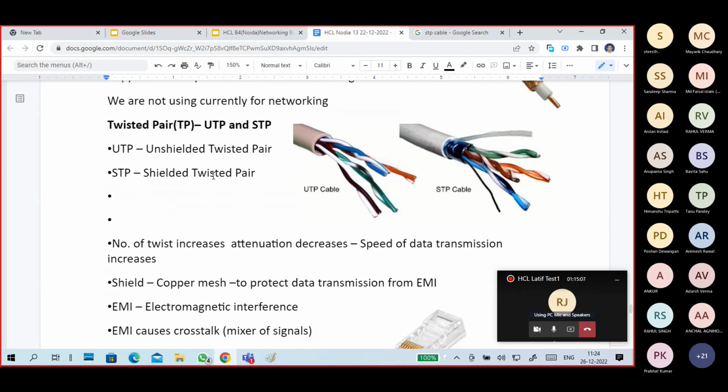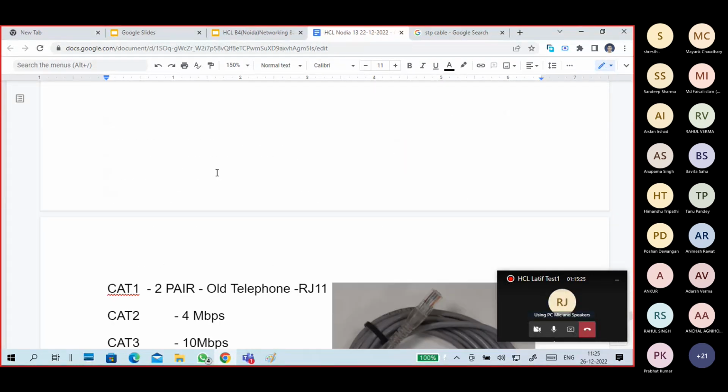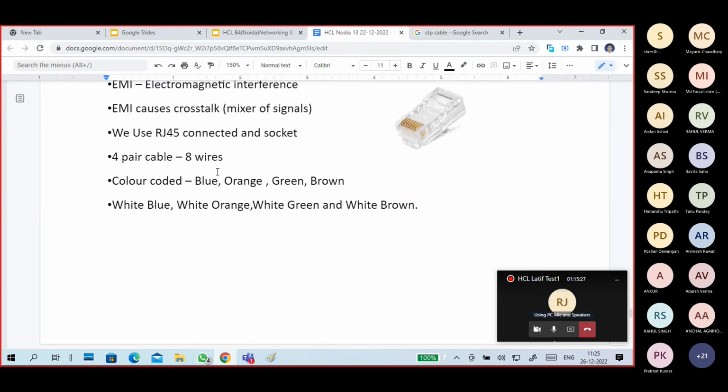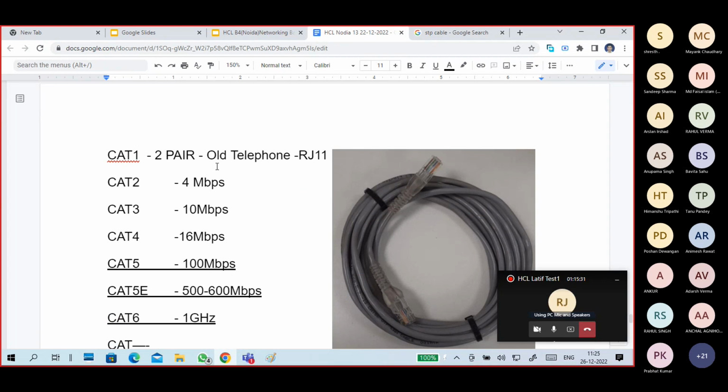These wires are color coded. There are 4 direct colors: blue wire, green wire, orange wire, and brown wire. These wires are paired with their white wires, like blue and white-blue, orange and white-orange, green and white-green, brown and white-brown. These cables are also categorized into Cat 1, Cat 2, Cat 3, Cat 4, Cat 5 and so on.